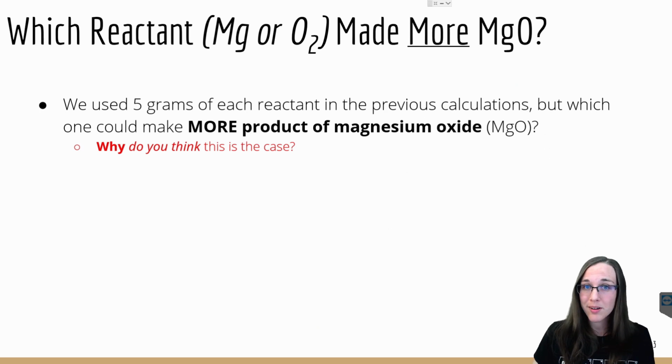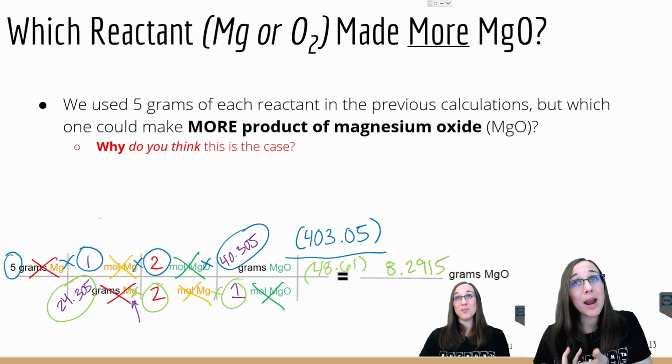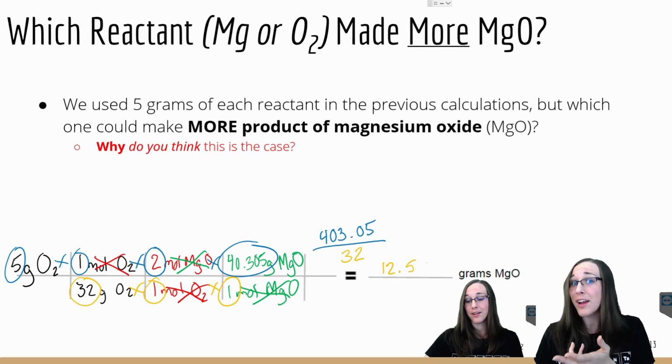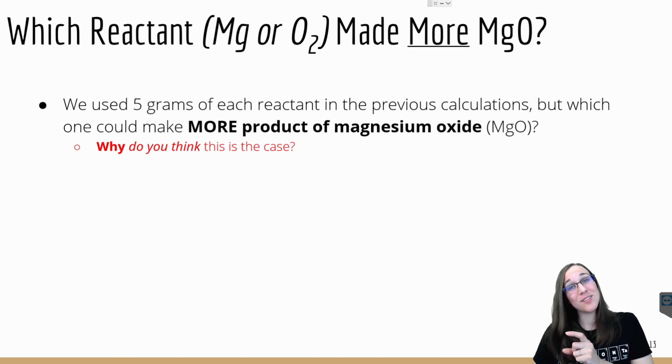Hopefully you remember that with magnesium, 5 grams of magnesium, you were able to make 8.2 something grams of MgO. Whereas with 5 grams of oxygen, you were able to make 12.595 grams of MgO. So right away, using the same amount of either reactant, you actually created more product from the oxygen, from using 5 grams of the oxygen.